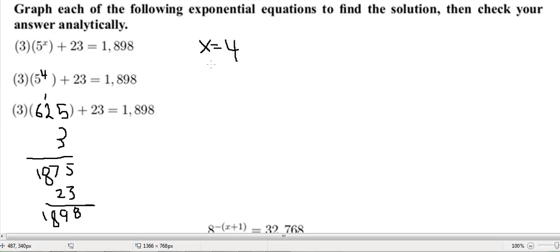Okay, so we've graphed it, and we found the intersection using our calculator at x equals 4, and then we went and substituted the 4 back in for x and analyzed it algebraically, and we found out, yes, this is true. So our solution is good.